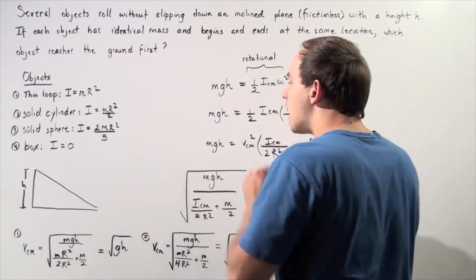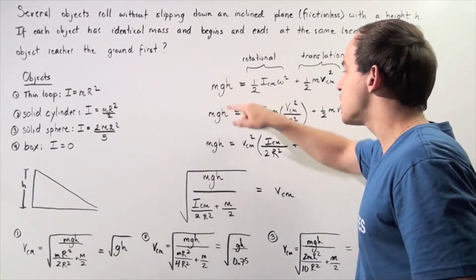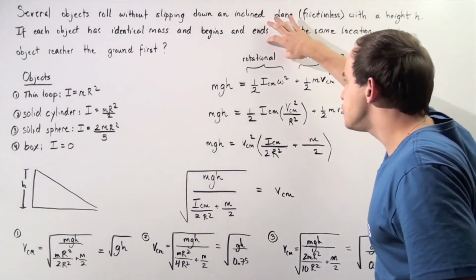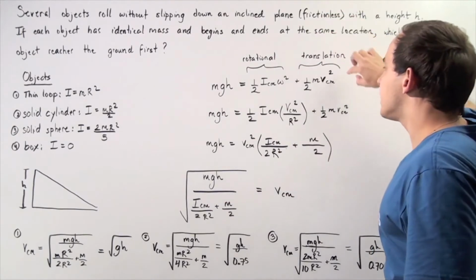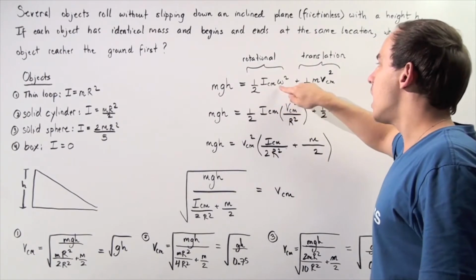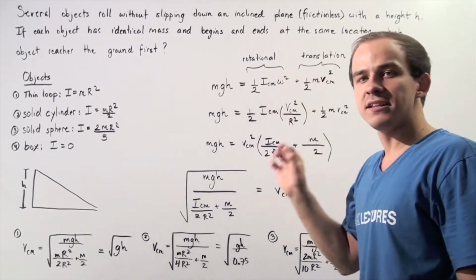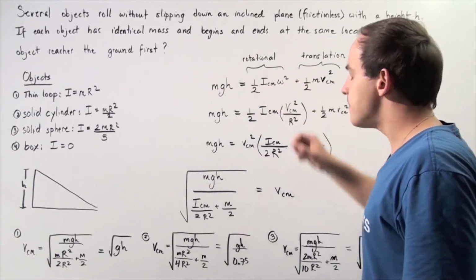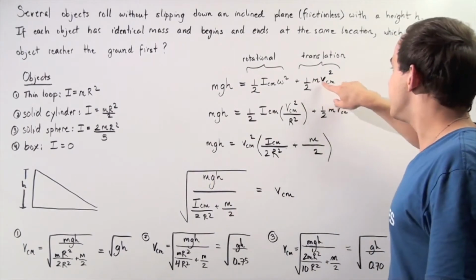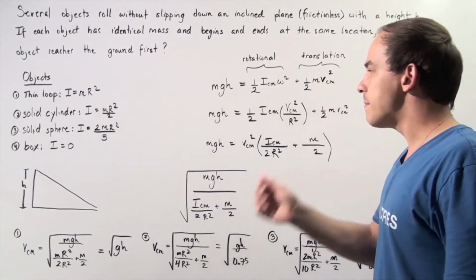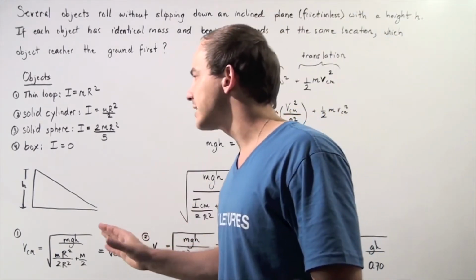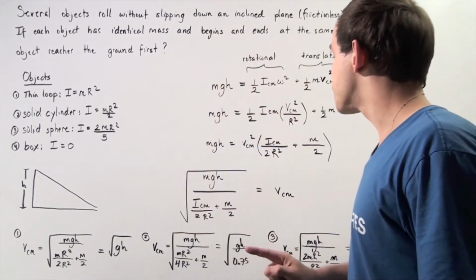So before the objects begin rolling, we have mgh. After our objects begin rolling, we have the rotational kinetic energy plus the translational kinetic energy. So rotational is given by 1/2 I_CM omega squared, where omega is the angular velocity of the object and I_CM is the moment of inertia of our object about the center of mass. And translational is 1/2 m V_CM squared, where m is simply the mass of the object and V_CM is simply the linear velocity of the object at the point of the center of mass.